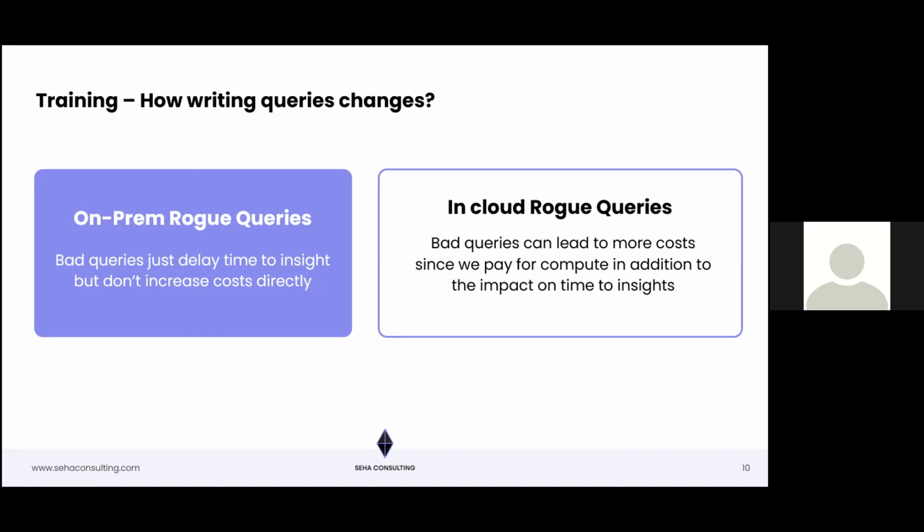The cost is already sunk, and with a rogue query that's taking a long time, the only real cost is the insight delay or the time to get reports out to your users. It's very different for rogue queries as they work in the cloud. You have the option to set cost controls in the cloud for your queries, but bad queries lead to a lot more costs since we're paying for compute separately, for the amount we use.